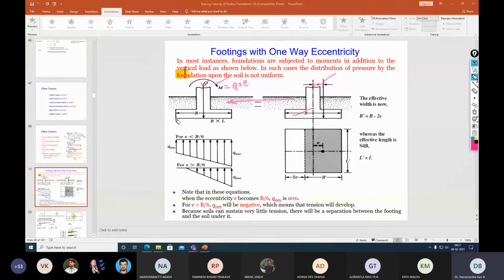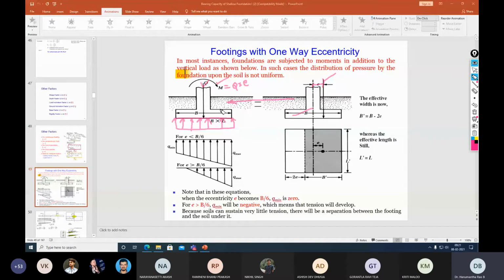Suppose you look at a footing subjected to only axial load, then one can ensure there is uniform soil bearing pressure at the bottom of the footing. This is possible only in the case where the footing is subjected to the axial load.